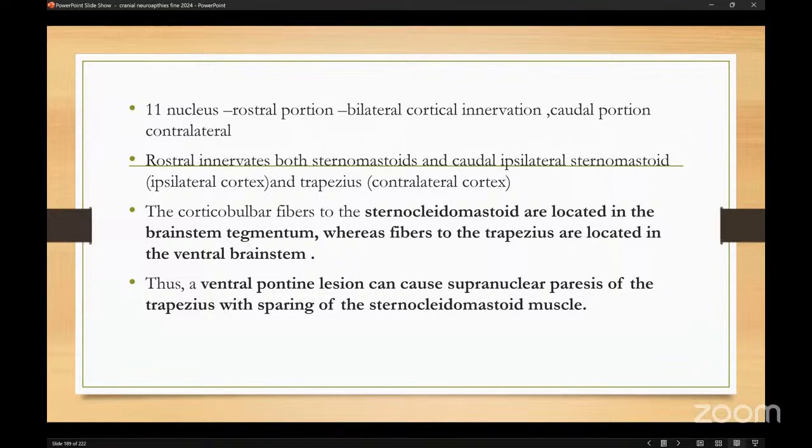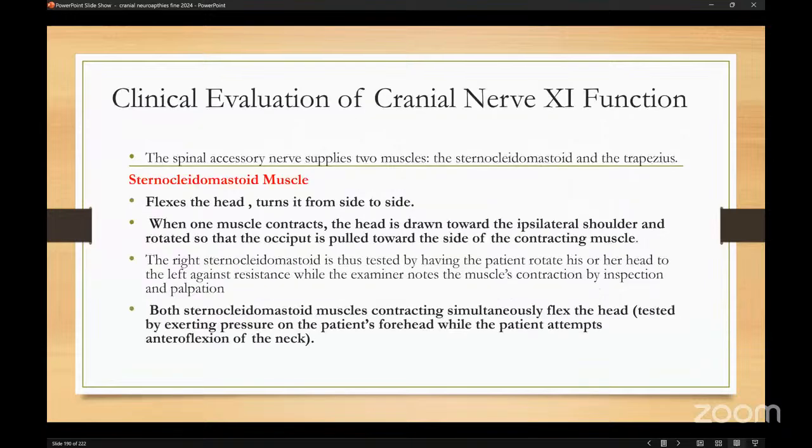Okay, and in the corticobulbar region, sternocleidomastoid fibers are located in the posterior part and trapezius fibers are located in the ventral part. So only a ventral pontine lesion can produce paresis of only trapezius, sparing the sternocleidomastoid. So just remember, if there is a UMN 11th cranial nerve involvement, you will have ipsilateral sternocleidomastoid and contralateral trapezius involvement. And if it's a brainstem involvement, suppose it is involving the ventral pons, then you will only get trapezius weakness and it will spare the sternocleidomastoid. If it's a dorsal pontine lesion, you may get only sternocleidomastoid weakness, sparing the trapezius.